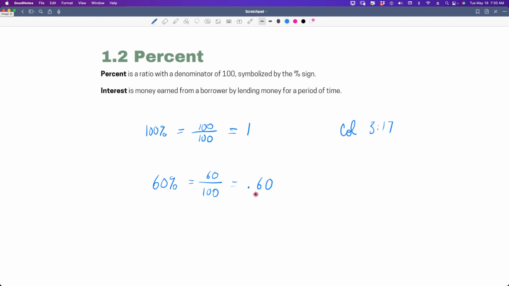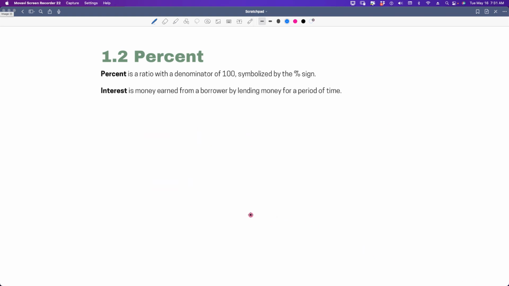One of the major uses of percent is in calculating the cost of borrowing money. The cost is expressed as a percent of the amount borrowed. Interest is the money that is earned from a borrower by lending money for a period of time, and interest is usually expressed as a percent or calculated with a decimal. The rate 5.7% means 5% plus 0.07 of 1%. By using the definition of percent and then dividing, 5.7% can be changed to a decimal.